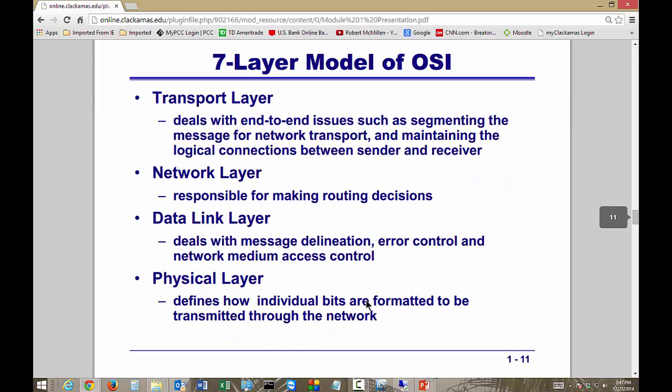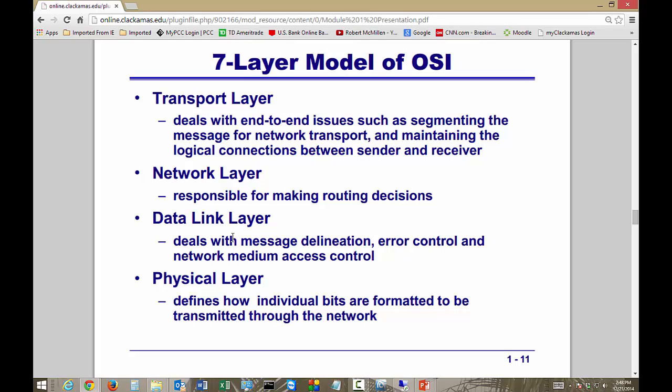The transport layer deals with end-to-end connection issues, such as segmenting the messages for network transport and maintaining the logical connections between sender and receiver. So, for instance, in TCP/IP, the TCP portion sits at the transport layer, and the IP portion sits at the network layer. This is responsible for making routing decisions, which is one of the reasons why routers sit at this particular layer.